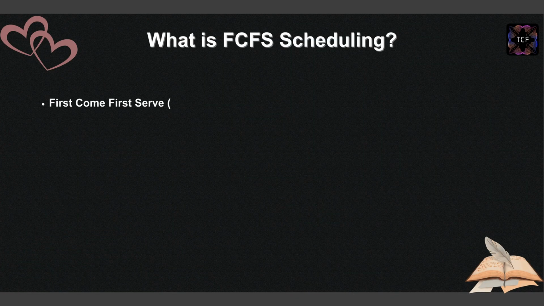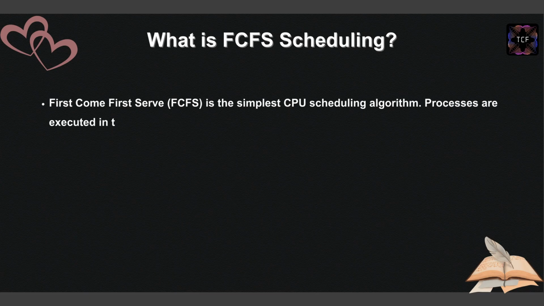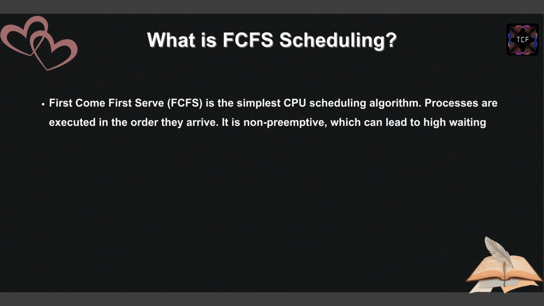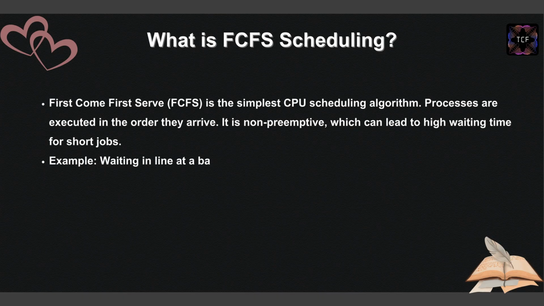What is FCFS scheduling? First come first serve, FCFS, is the simplest CPU scheduling algorithm. Processes are executed in the order they arrive. It is non-preemptive, which can lead to high waiting time for short jobs. Example: waiting in line at a bank, whoever comes first is served first.